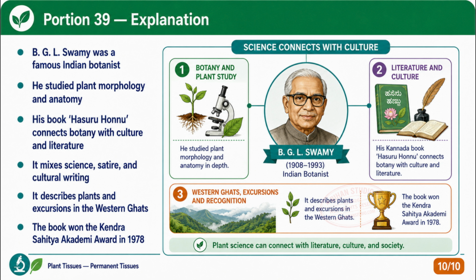Explanation. B.G.L. Swami was a famous Indian botanist who studied plant morphology and anatomy. His Kannada book, Hasuru Honu, mixes science, satire, and culture, describing plants of the Western Ghats, and it won the Kendra Sahitya Akademi Award, 1978, showing that plant science connects with our culture and literature.